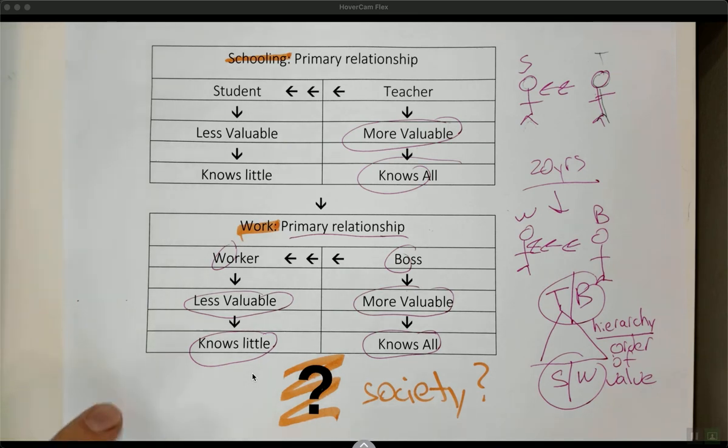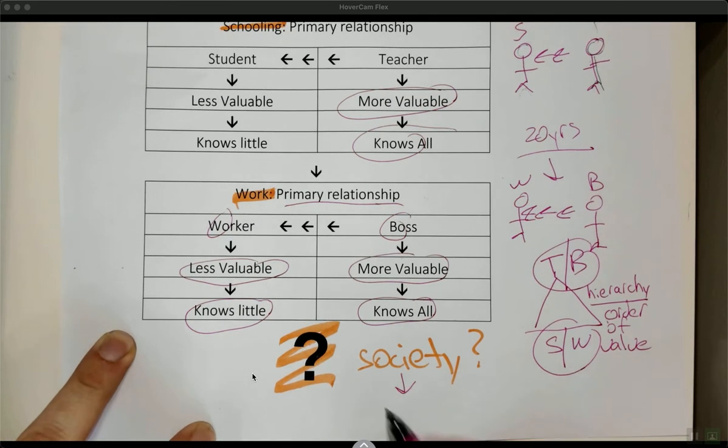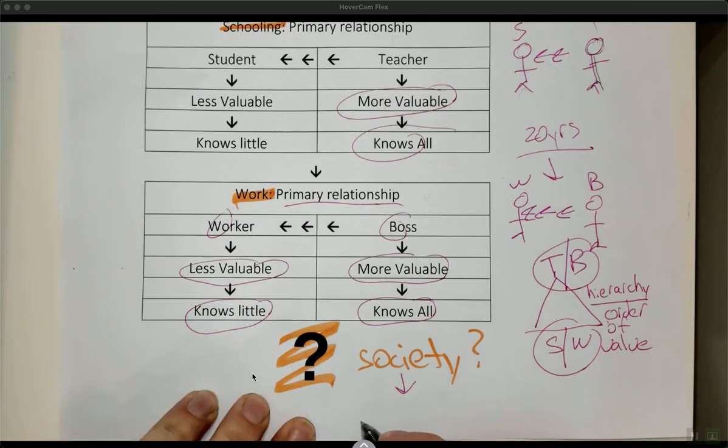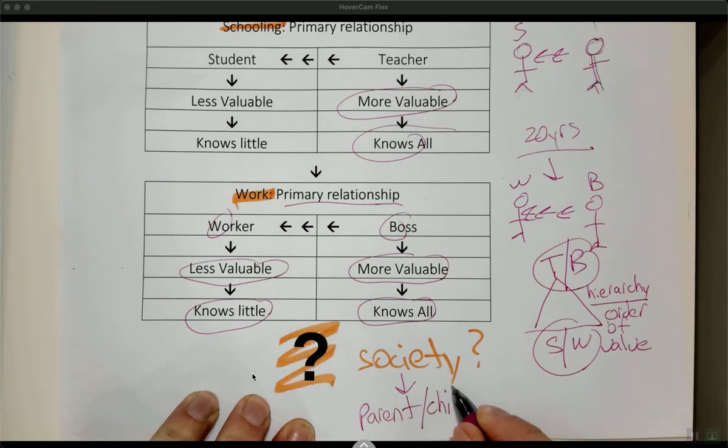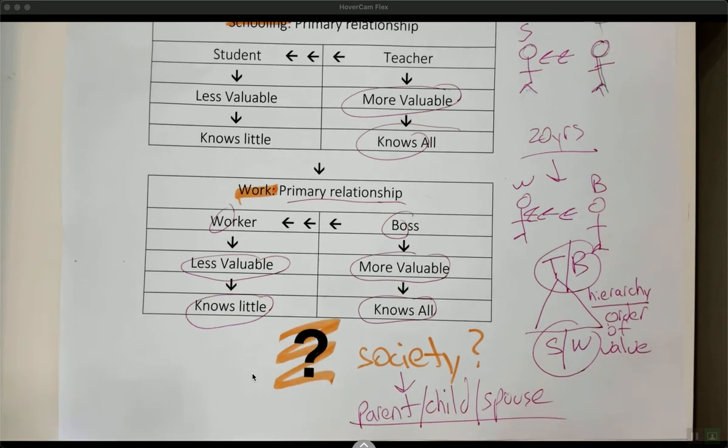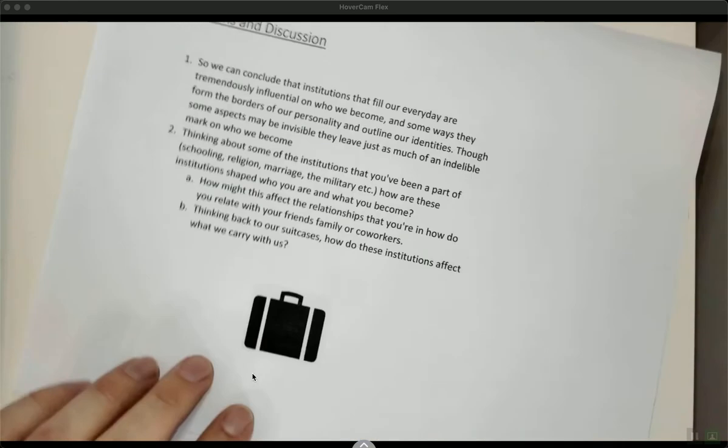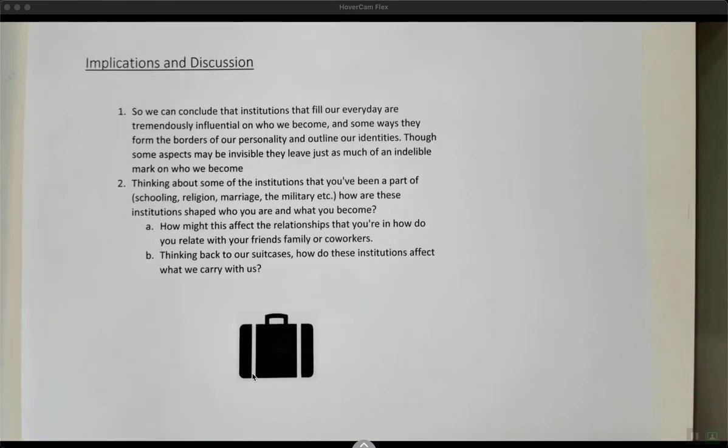So moreover, not just in society, but how does this affect our primary relationships? How does this affect a relationship with your parent? How does it affect a relationship with a child or a spouse? So if we're talking about marriage and family, how are these relationships then affected if all of our experiences are shaped in such a way? Okay, so then the final idea here, implications and discussions.